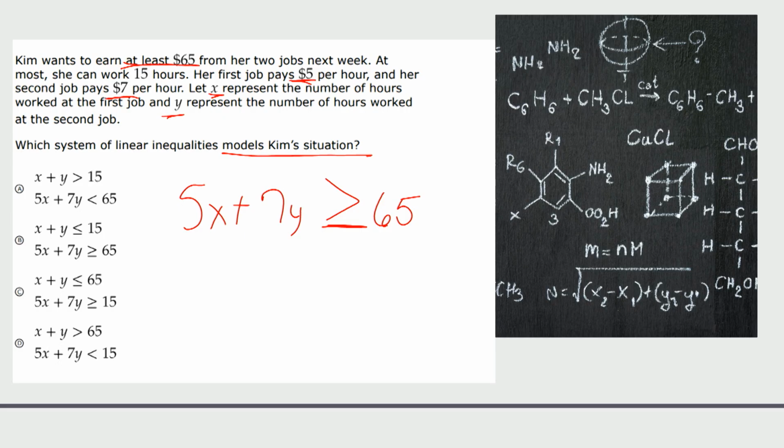All right. So then if that's the money, remember we always have one for money and one for number. So it says that she can work at most, meaning she can work 15 or less. And we have her number of hours at the first job and number of hours at the second job. Do I have a system that means the same thing that we have written? Yes, we do. Choice B. Good job.